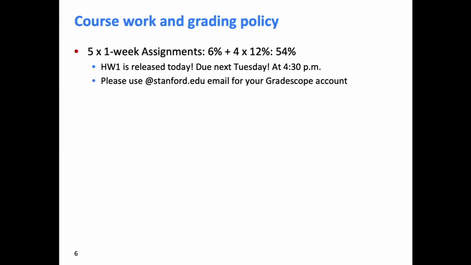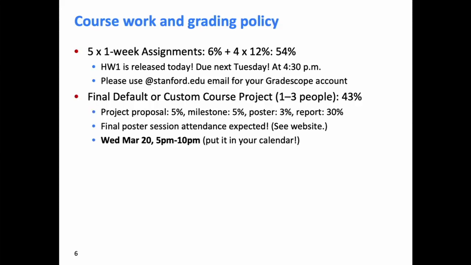Okay, so this is what we're doing. There are 5 of these assignments that I just mentioned. So 6% for the first one, 12% for each of the other ones. We're going to use GradeScope for grading. It would really help out the TAs if you could use your SUNet ID as your GradeScope account ID.